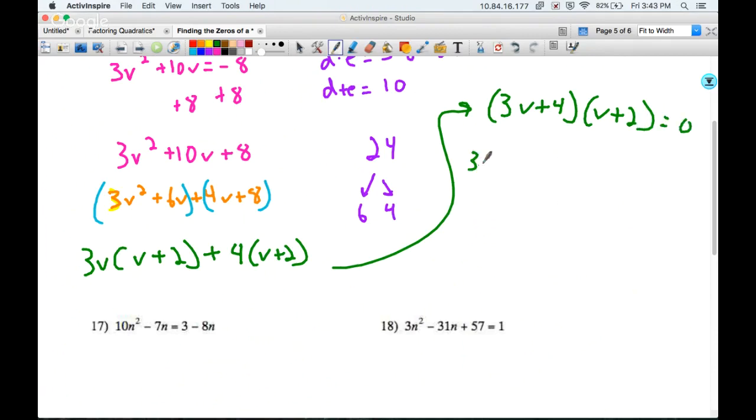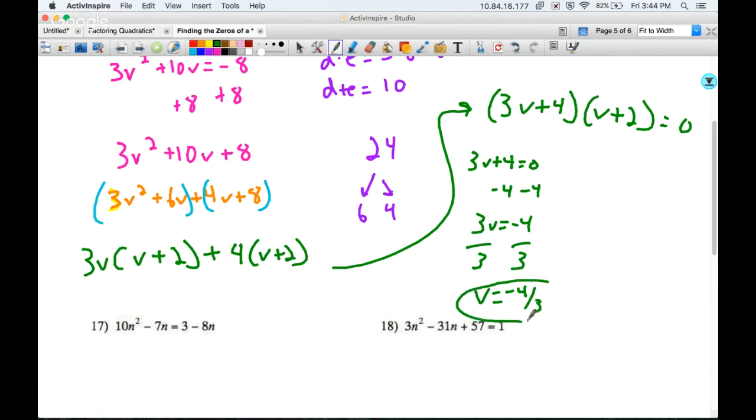Set each of these individually equal to 0. 3v plus 4 equals 0. Subtract 4 from both sides. 3v equals negative 4. Divide by 3, divide by 3. V equals negative 4/3. And over here, we got v plus 2 equals 0. Subtract 2, subtract 2. V equals negative 2.